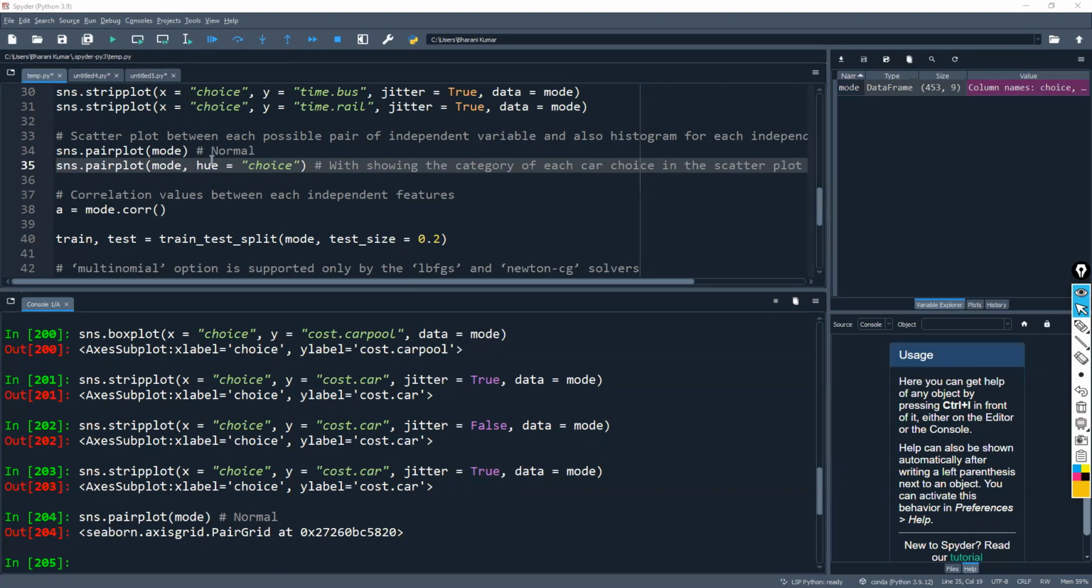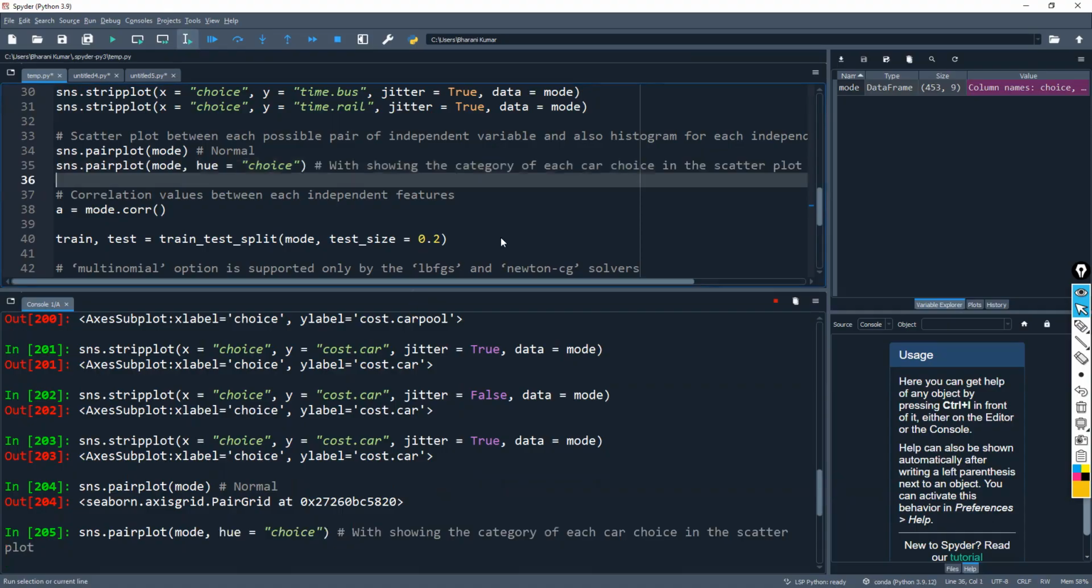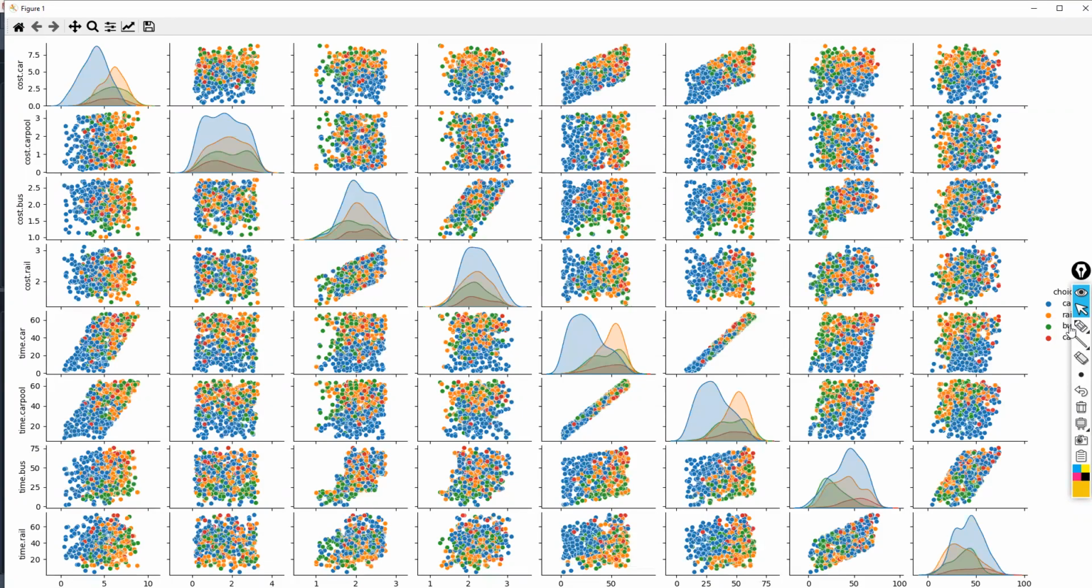So if I were to run it, let's see. For each choice, it should show me a different probability distribution. It's taking time. So yeah, there we go. Yes, absolutely. When you say pair plot, obviously it is showing the pair plot. However, you have the different choices given in different colors. And for car, what is the kind of correlation that we see? For the rail, what is the kind of correlation we see? For bus, what is the kind of correlation? For carpool, what is the kind of correlation we see?